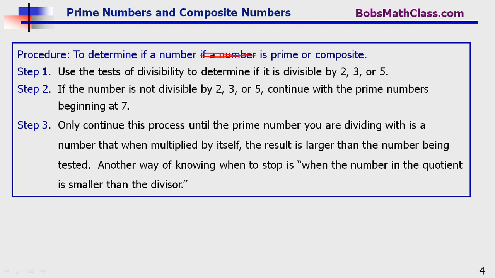We only continue this process, so I'm reading step 3, only continue this process until the prime number you are dividing with is a number that when multiplied by itself, the result is larger than the number being tested. Okay, we'll talk more about that. Or another way of knowing when to stop is when the number in the quotient is smaller than the divisor. Okay, it's a little tricky to figure out when to stop, but we'll figure it out.